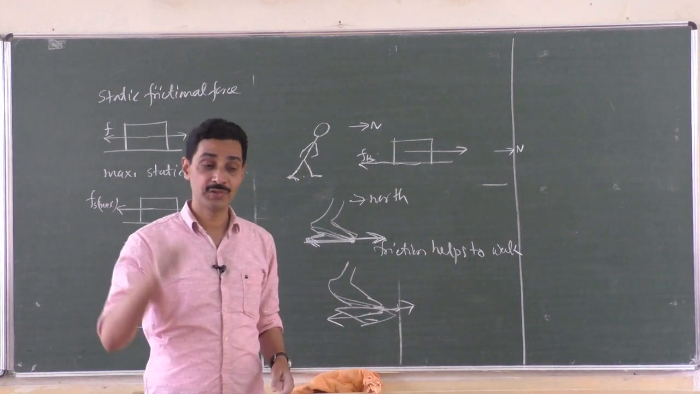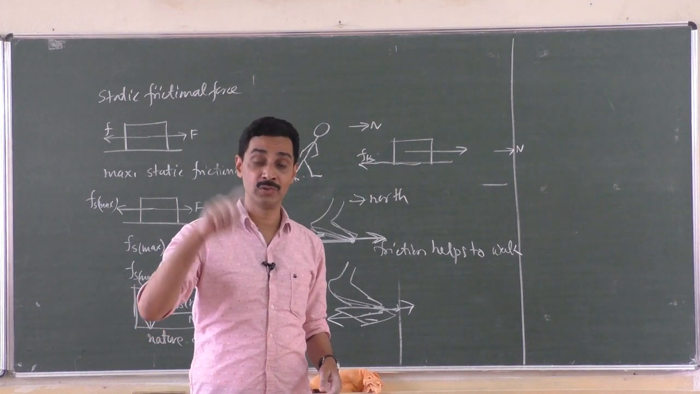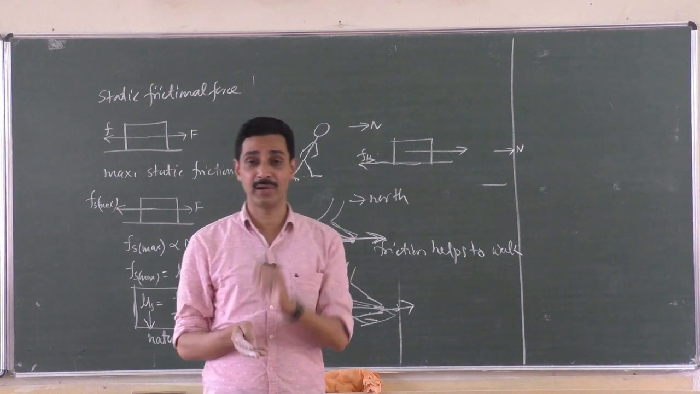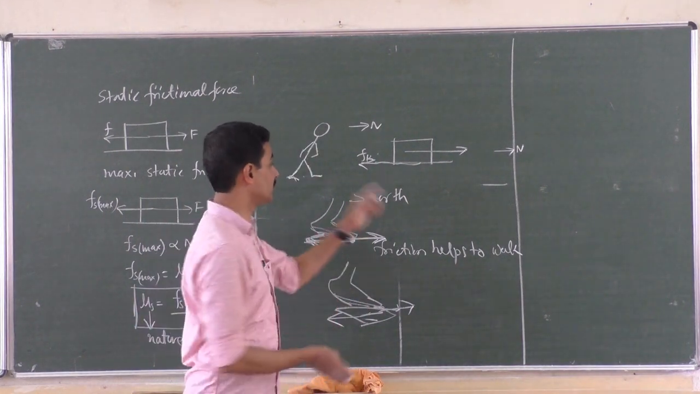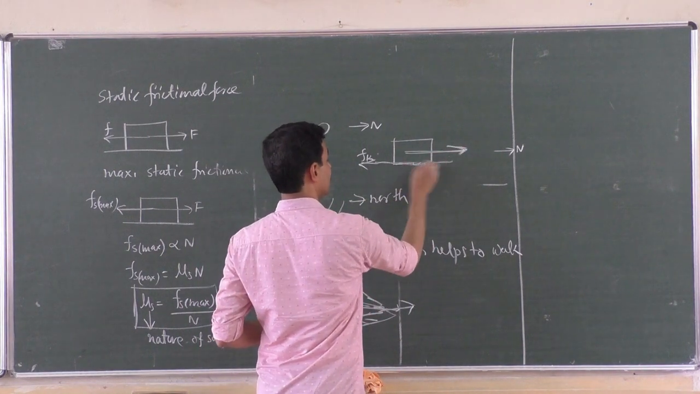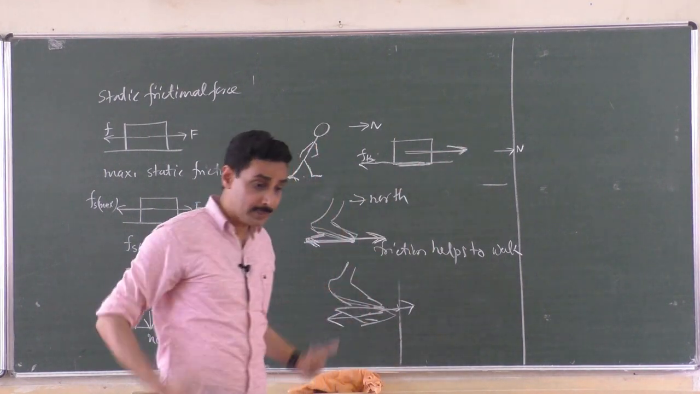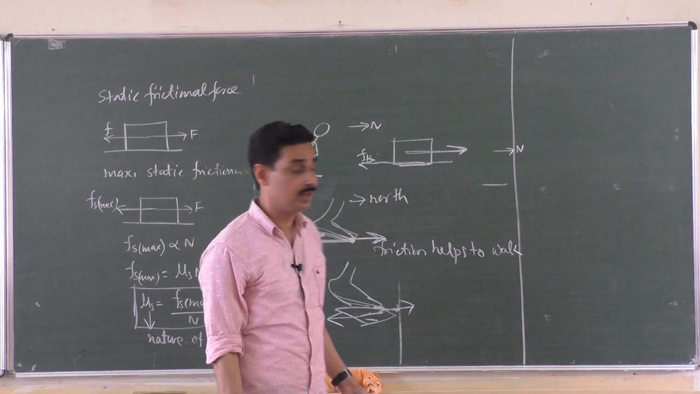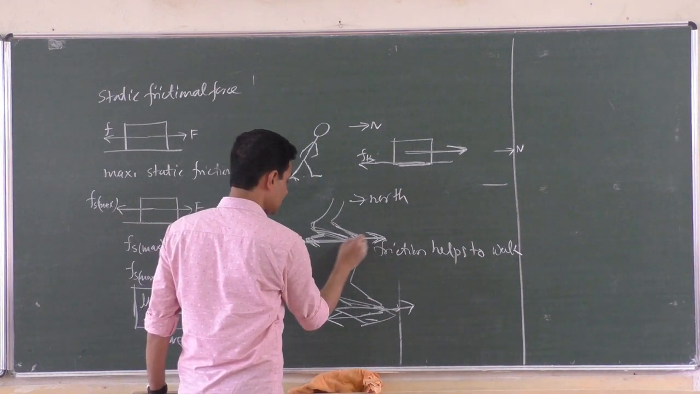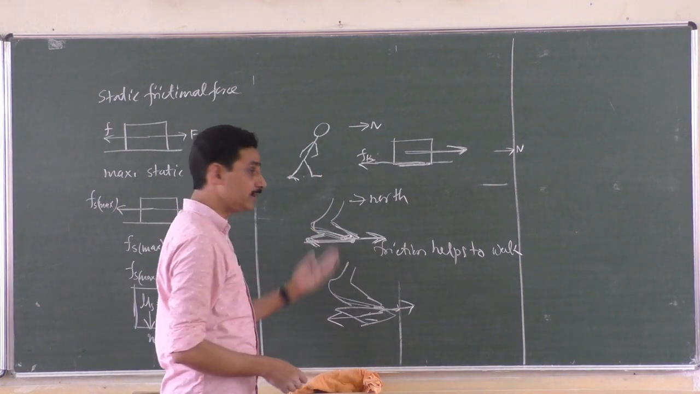Friction is always opposite to the direction of motion of the two objects which are in contact. That is very important. It is not the upper part of the body which is in contact with the ground. It is only the foot which is in contact with the ground. How will the foot be moving?